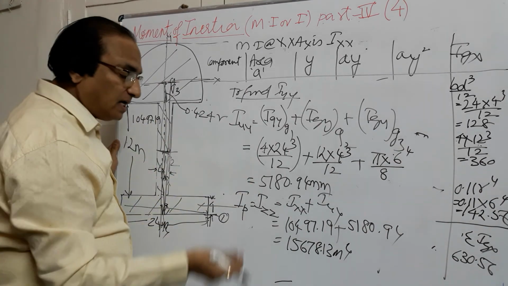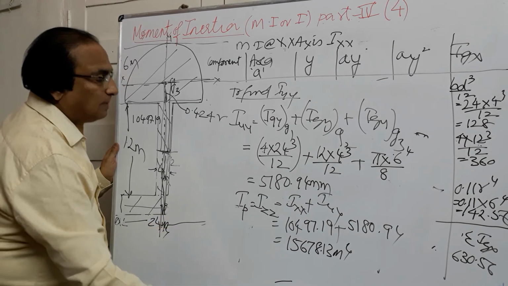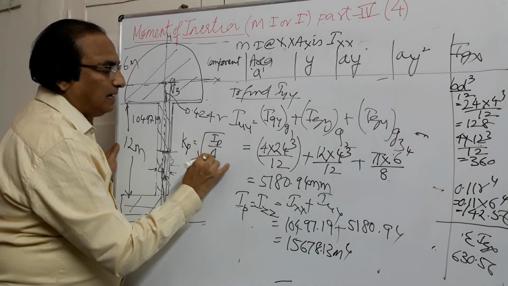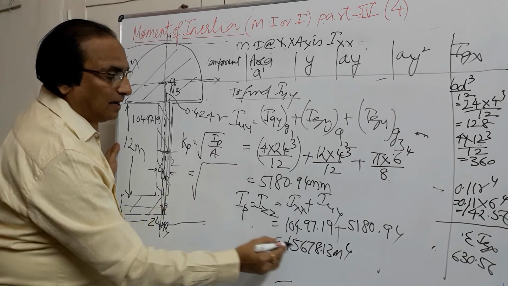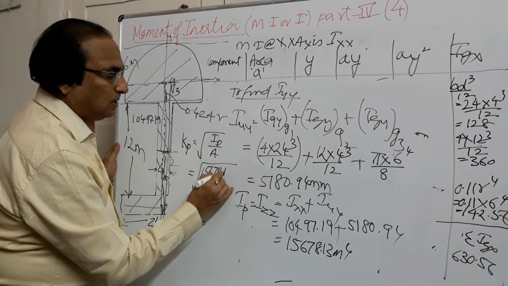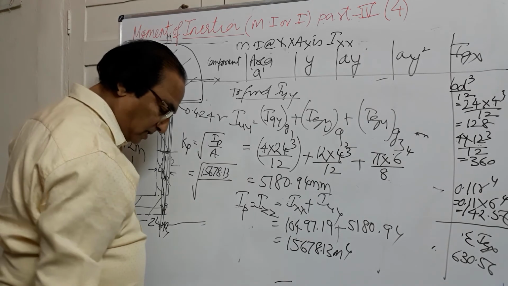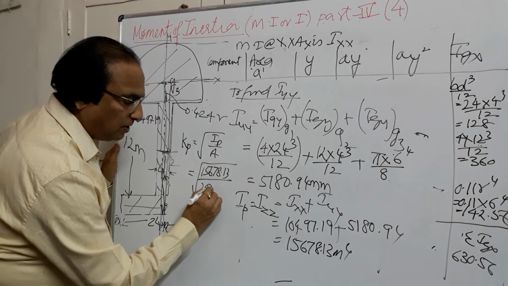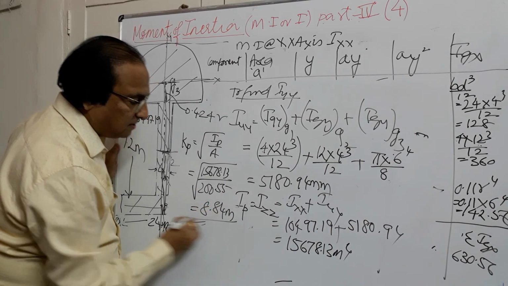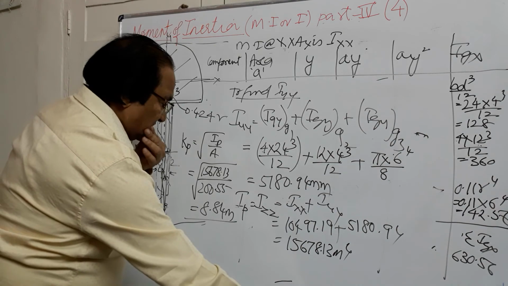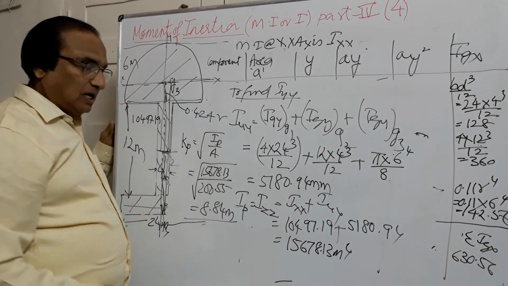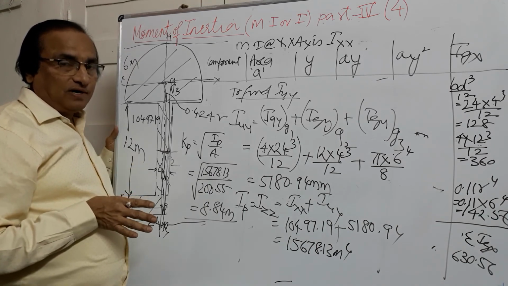If I want polar radius of gyration, so what is the polar radius of gyration? Kp. This will be nothing but under root Ip by A. So this will be equal to under root Ip is 15678.13 divided by, we have got the area as 200.55. If you simplify this, you get 8.84 meters. So this is a polar radius of gyration of an I section. So whenever polar radius is asked, you will have to find out Ixx and Iyy.